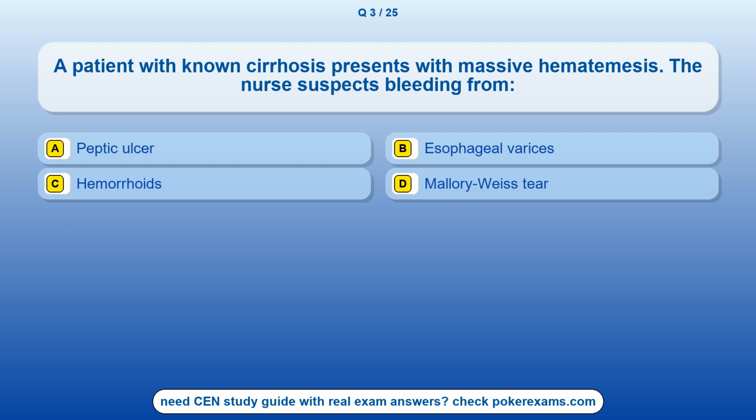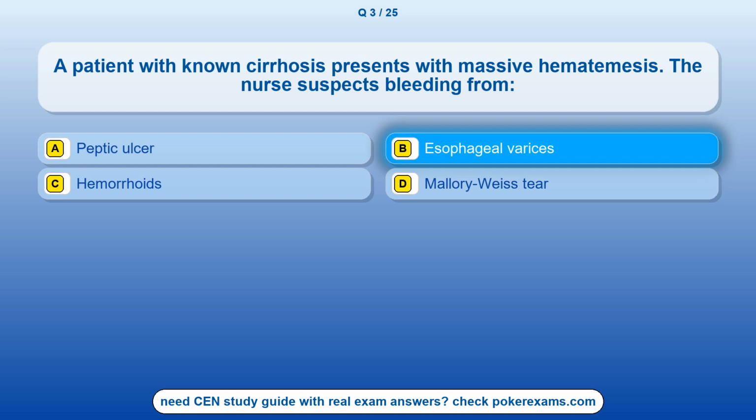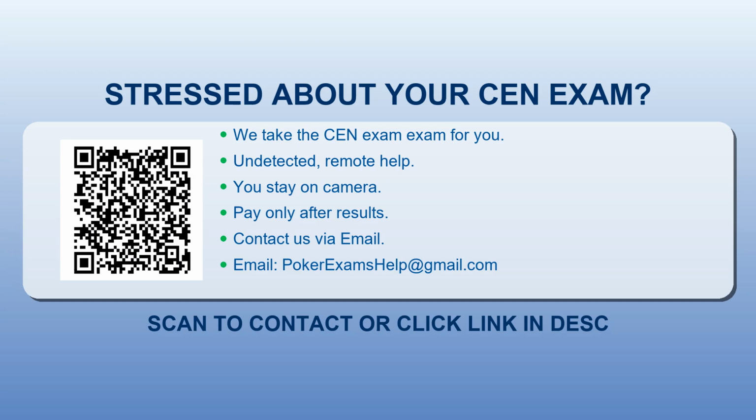Question 3. A patient with known cirrhosis presents with massive hematemesis. The nurse suspects bleeding from: Option A, peptic ulcer. Option B, esophageal varices. Option C, hemorrhoids. Option D, Mallory-Weiss tear. The correct answer is option B, esophageal varices.